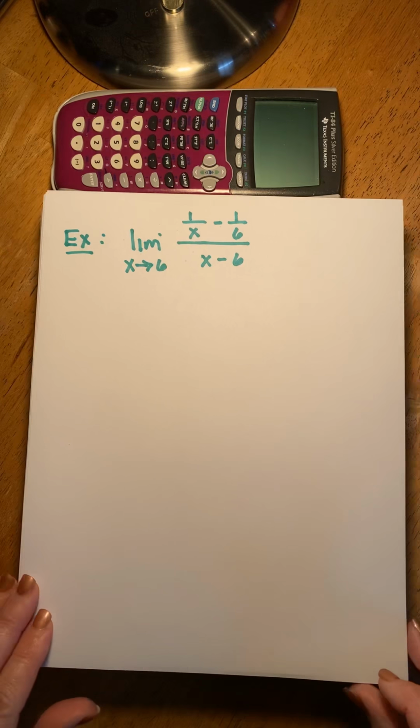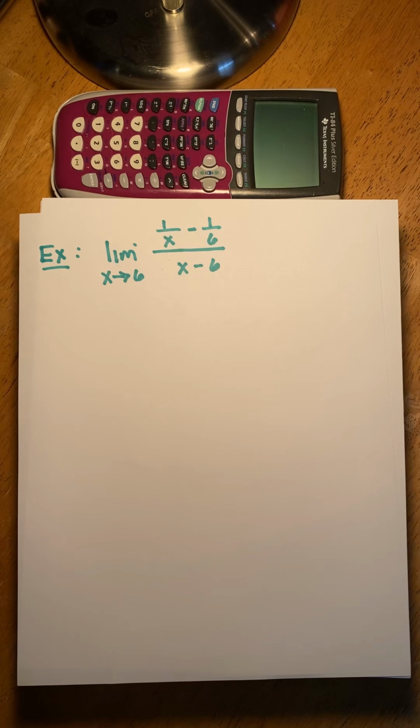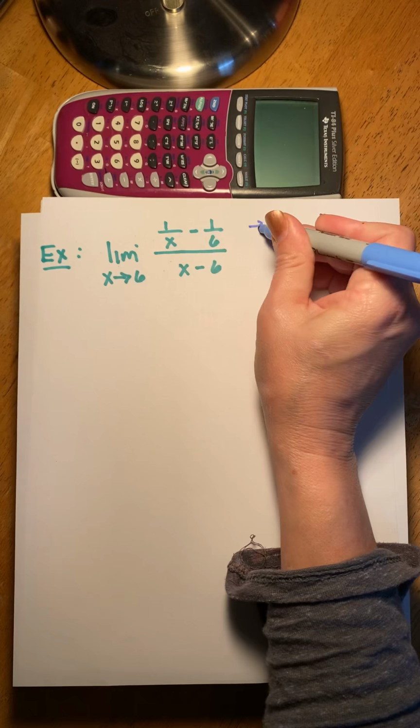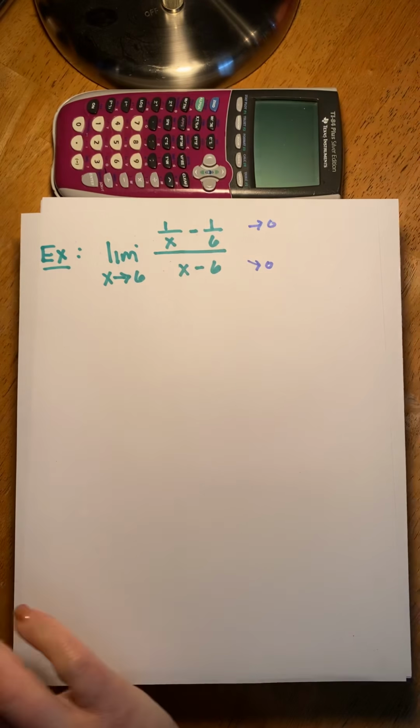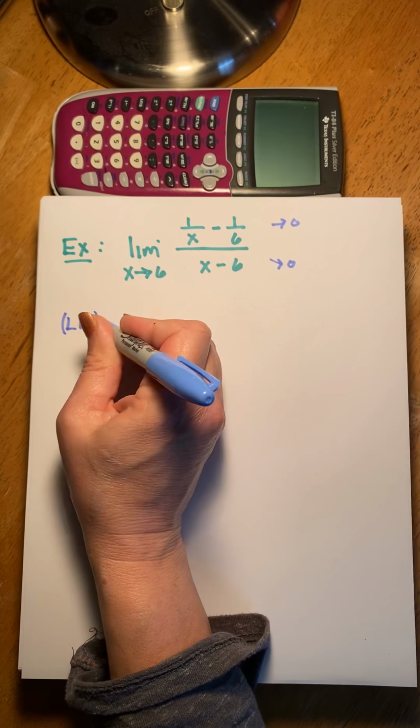A common example in log problems. The limit as x goes to 6 of 1 over x minus 1/6 over x minus 6. If we plug in 6 here and here, you see that we get 0 over 0. So this is a great problem to apply L'Hopital's rule.